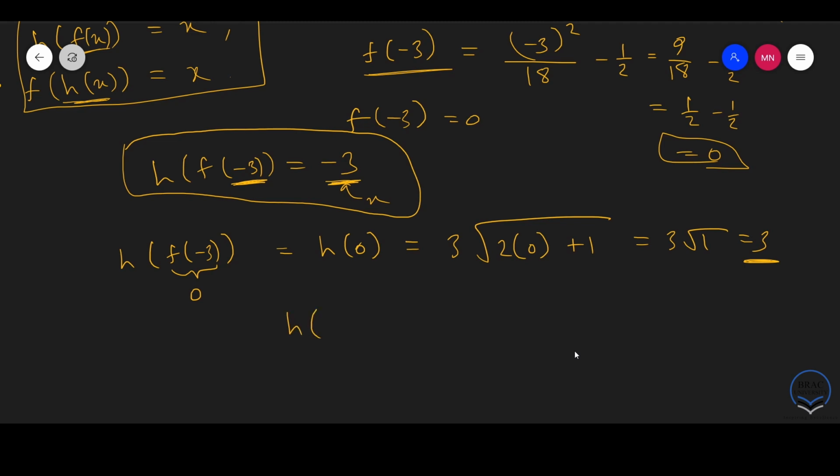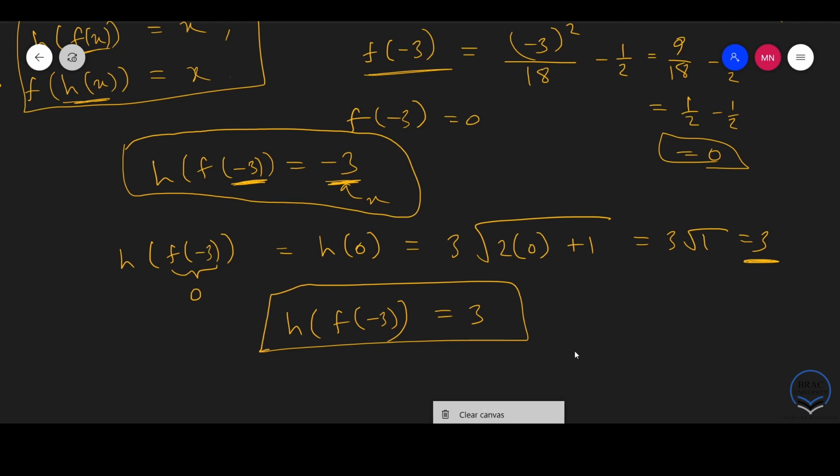So for this, we ended up getting 3 instead of minus 3, right? So what's going on here? What went wrong? So once again, we started off with h of x, and our f of x, which is meant to be our inverse function, was this. So we have these two functions, right?